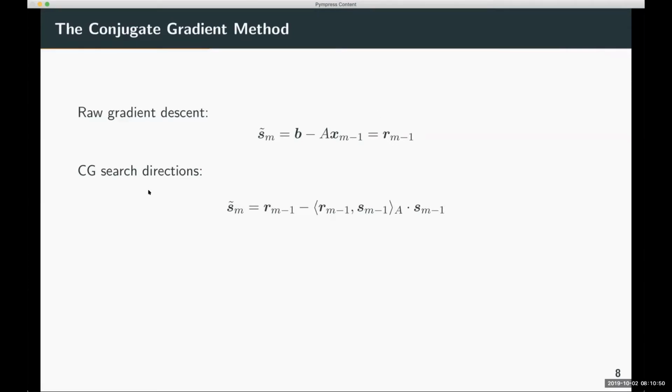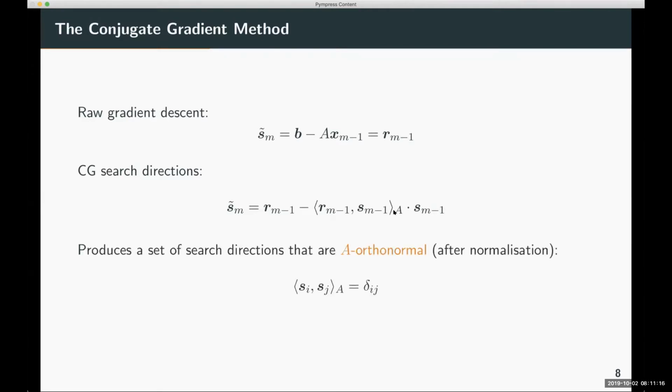So the conjugate gradient method arises as a kind of modified gradient descent, and the modification that we make is to orthogonalize these search directions in a particular way. We take the mth search direction from gradient descent, this guy r_{m-1}, and we orthogonalize it against the previous search direction, and the inner product with respect to which we orthogonalize is the inner product induced by the matrix A, which defines the linear system. It's straightforward to show that if we do this, and after we normalize these search directions by dividing them by their A norm, then we obtain a set of search directions that are orthonormal with respect to the inner product induced by A. So the inner product between s_i and s_j is a Kronecker delta in the A inner product.